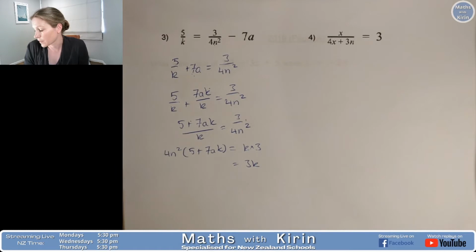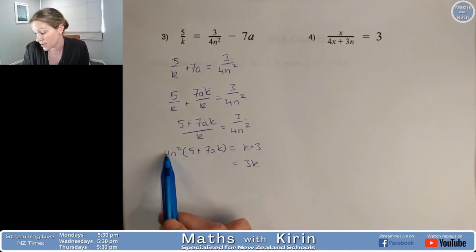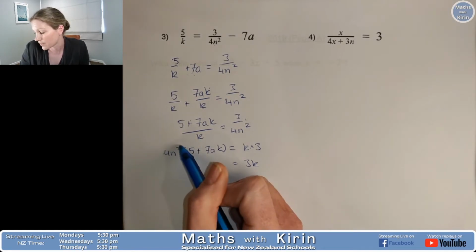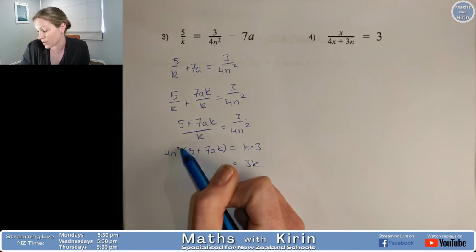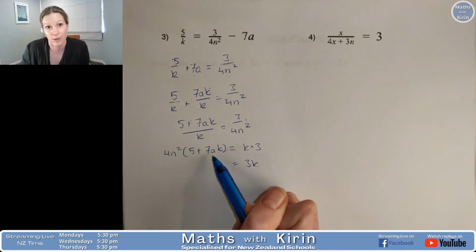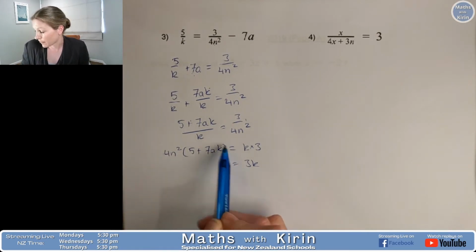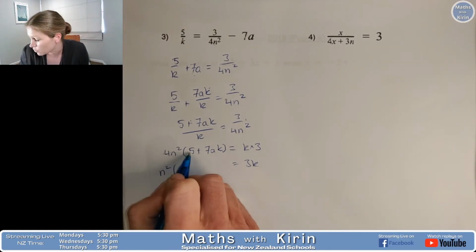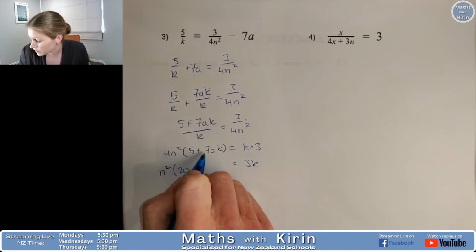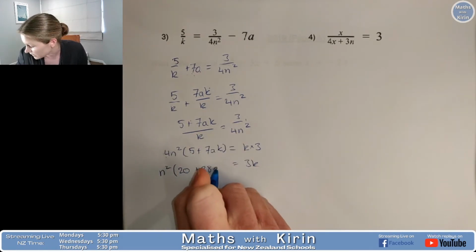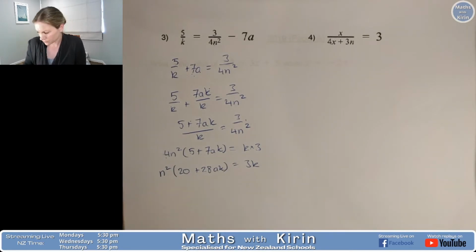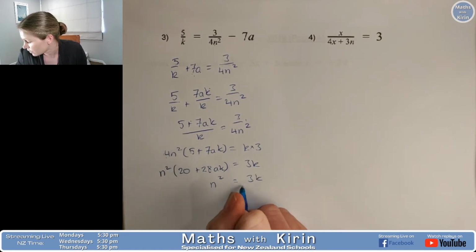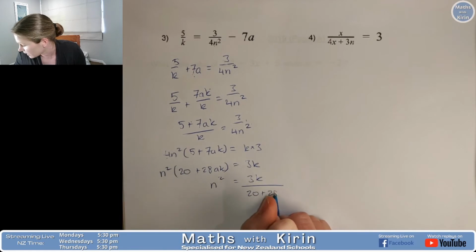On this side, I'm going to leave the n squared out, but I am going to take the 4 inside the brackets. The reason that I'm doing that, it might seem a little bit odd, I'm trying to isolate the n squared. So I want the n squared to be the only thing outside of the bracket and everything else to be inside the bracket, so that I can move this across to the other side and only be left with that n squared. So n squared stays out in front. 4 times 5 is 20, and then 4 times 7ak is 28ak, and that's still equal to 3k. So now we can have our n squared, and we're going to divide through by this 20 plus 28ak.